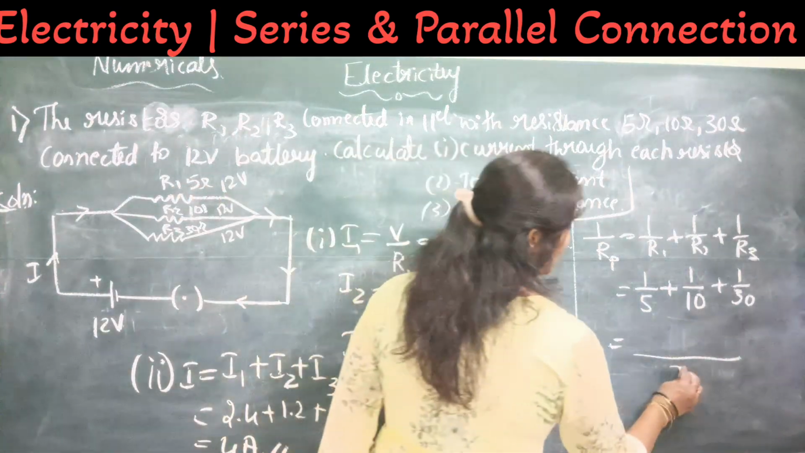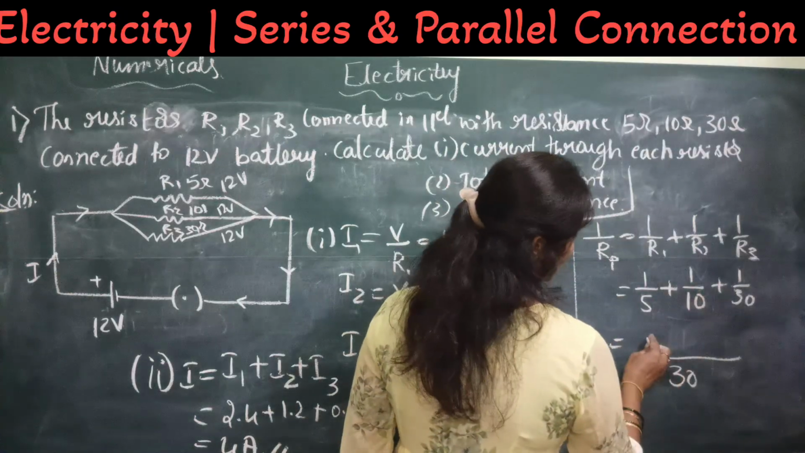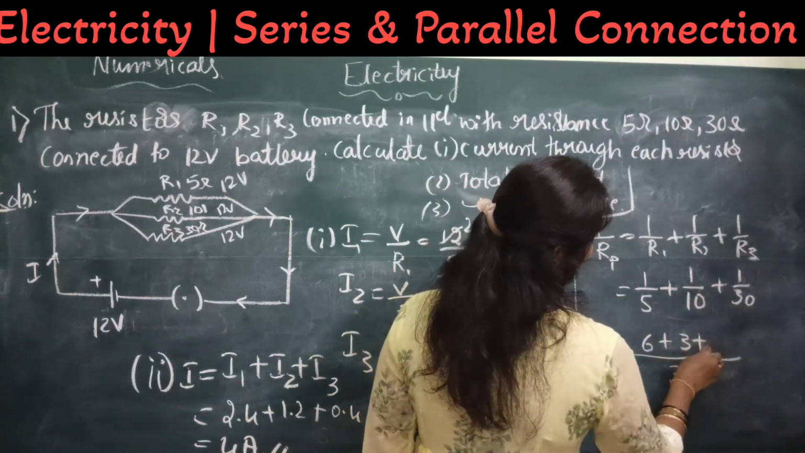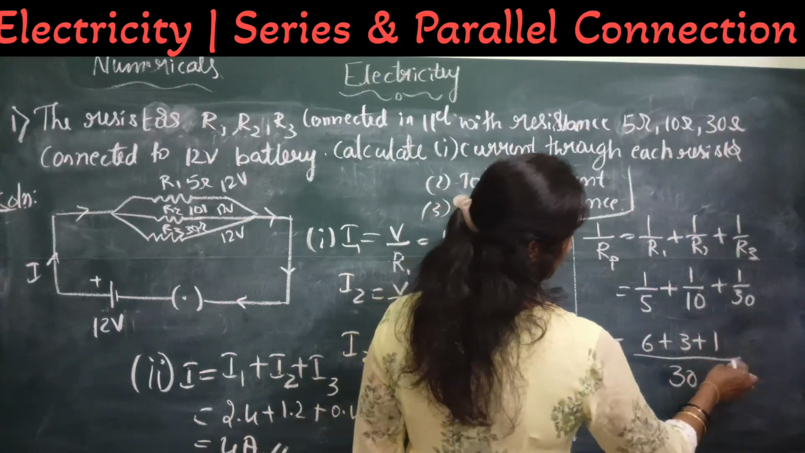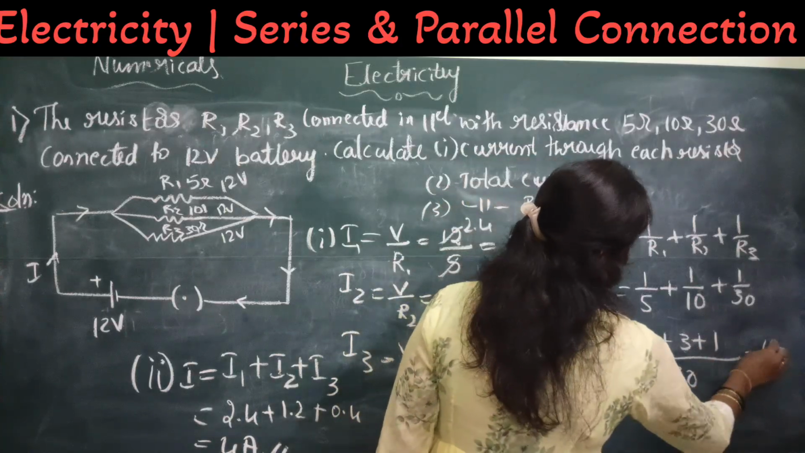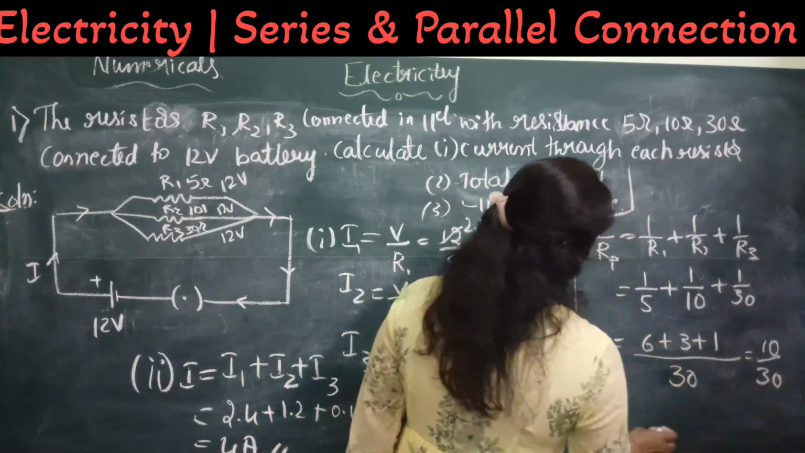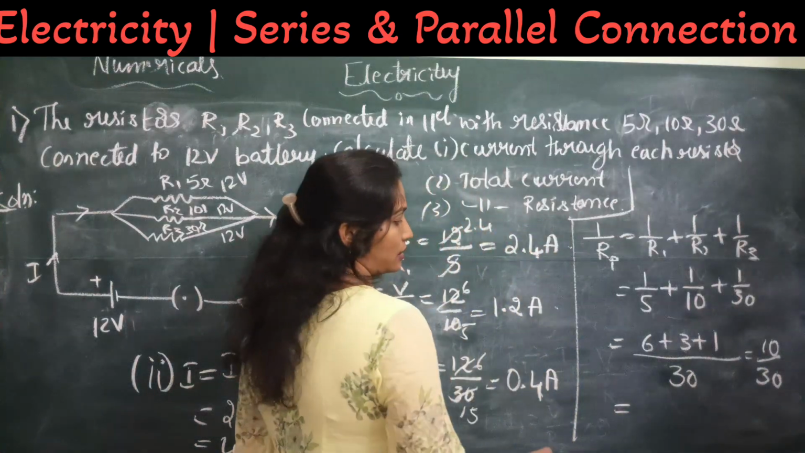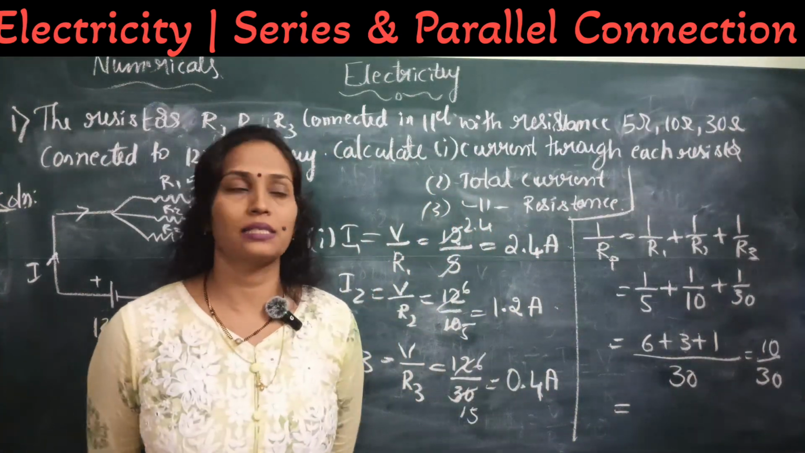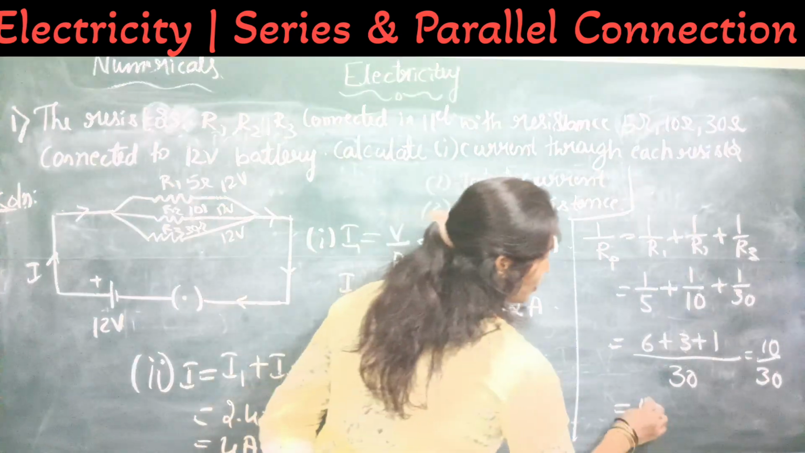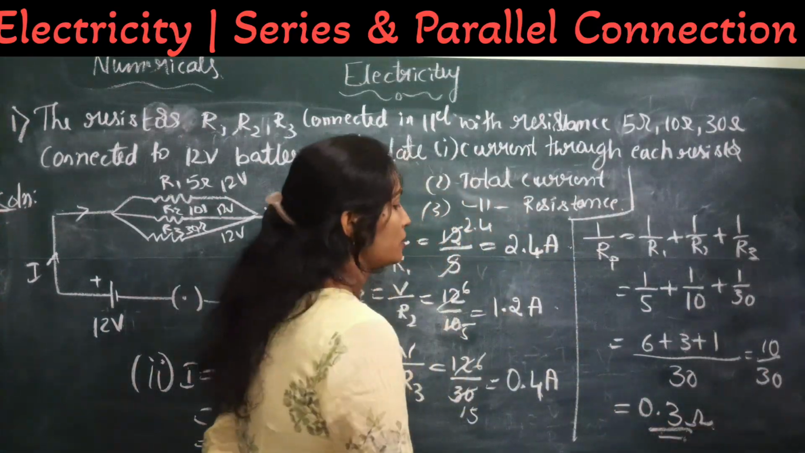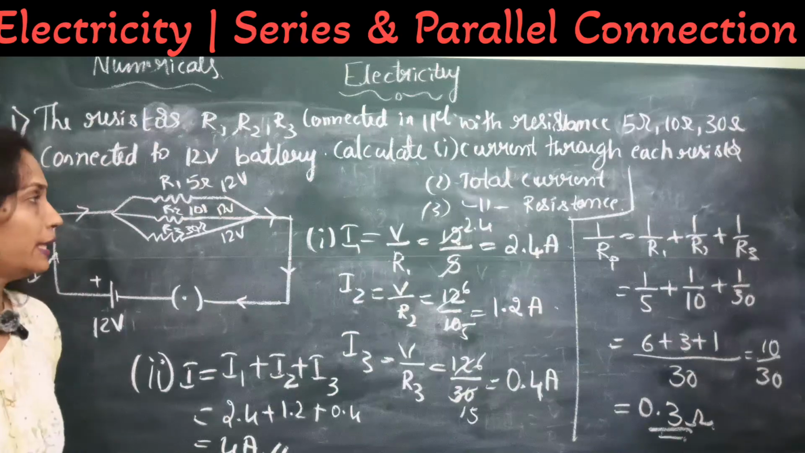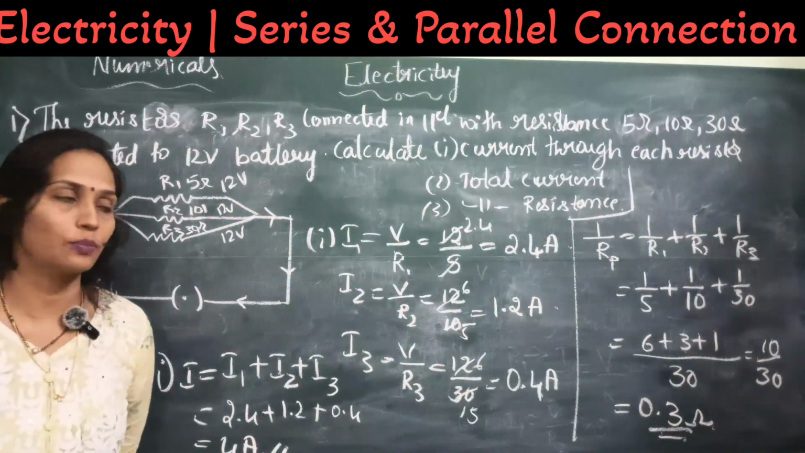Okay, just 30. 5 6s are 30, 10 3s are 30, plus 1. 6 plus 3 is 9, 9 plus 1 is 10, divided by 30. How much will you get? Tell me the answer. It's about 0.3 ohm.